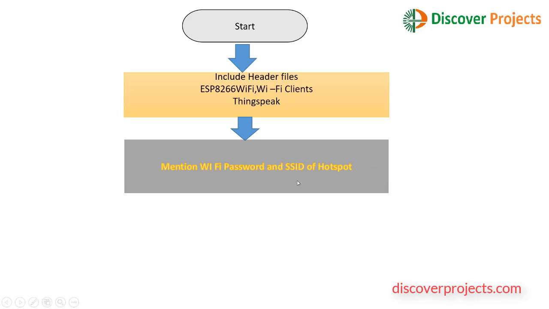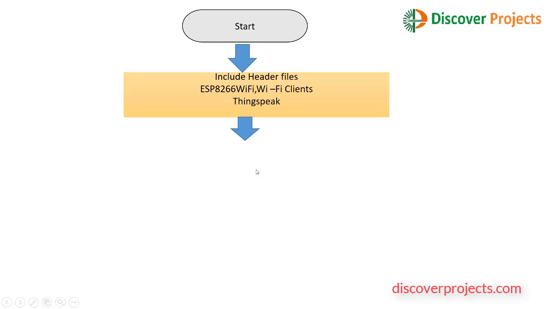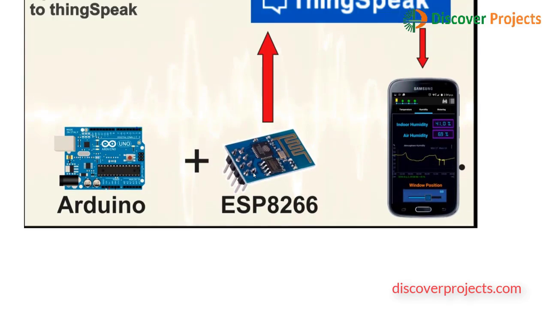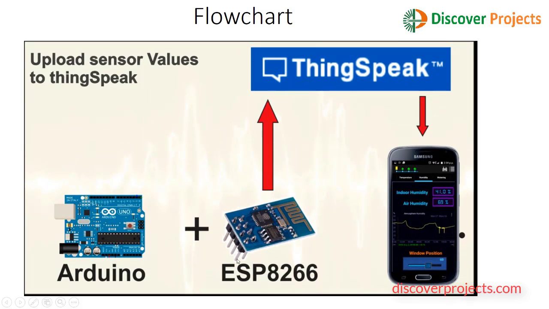Mention Wi-Fi password and SSID of hotspot. Why do I need to mention the Wi-Fi password and SSID? How will your Wi-Fi module understand that it is supposed to send data to the cloud? For that we need an internet connection. If you see this diagram again, this ESP is nothing but a Wi-Fi module. It is simply a module which needs to be connected to the internet.